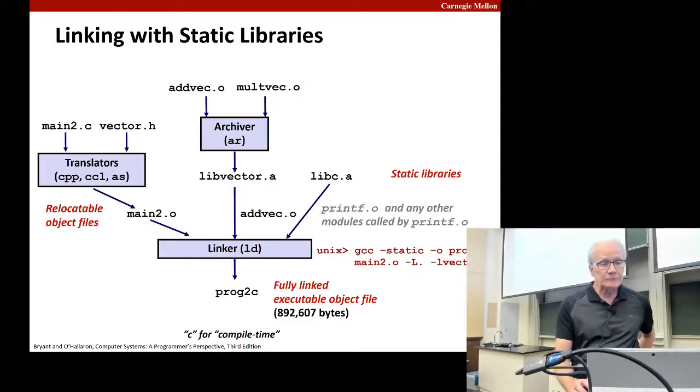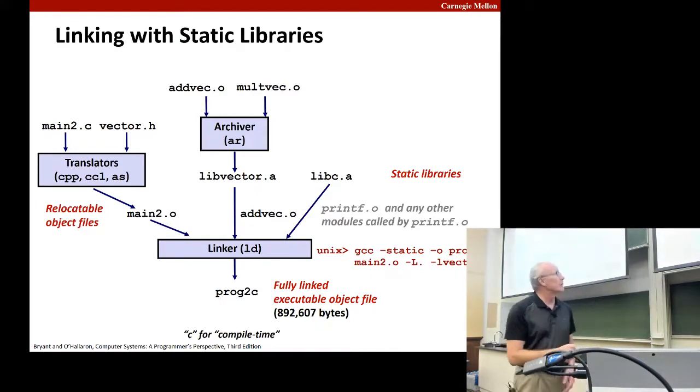So what happens if you pass static to GCC is it will do all the linking statically. And it will actually create a file that's almost a megabyte just for this very simple program, because it has to have copies of all the functions it uses, not all of libc, but a lot of them that are under the hood there.